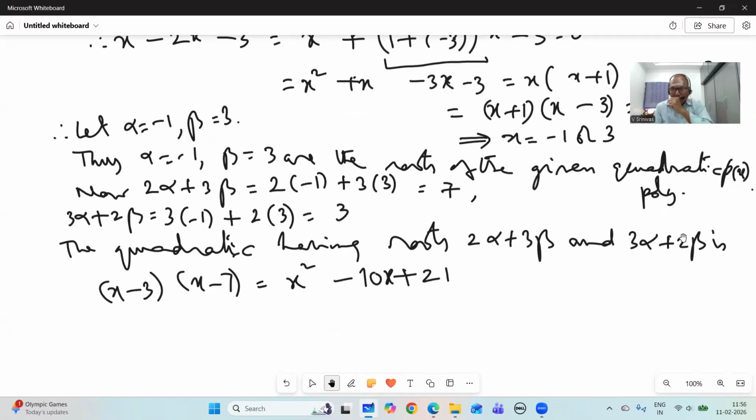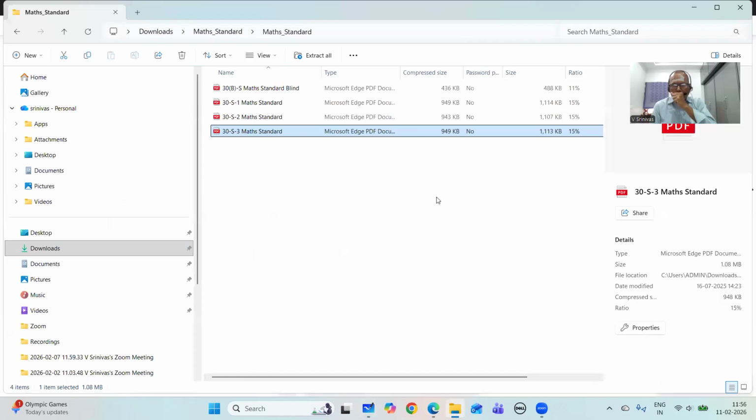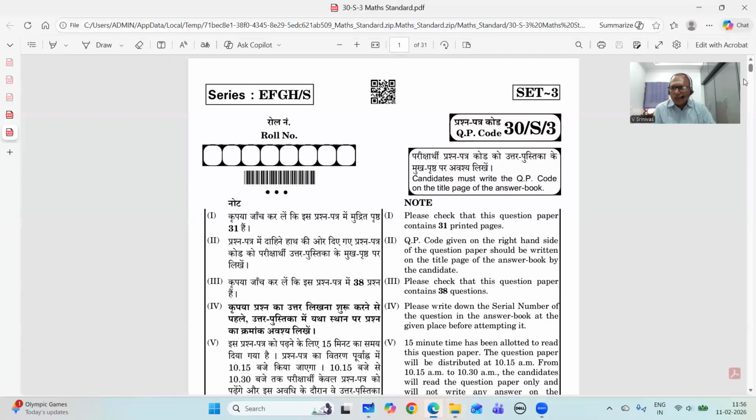The quadratic polynomial having these roots is the product of these two. Multiply these. x into x is x square, minus 3x, minus 7x is minus 10x, minus 3 into minus 7 is plus 21. So this is the required polynomial. Okay. So let us move to the next question.